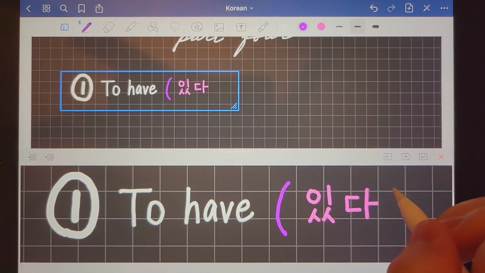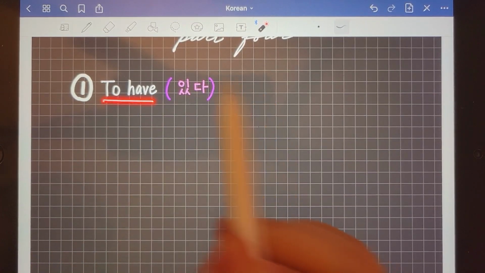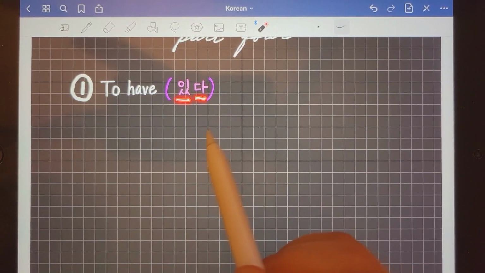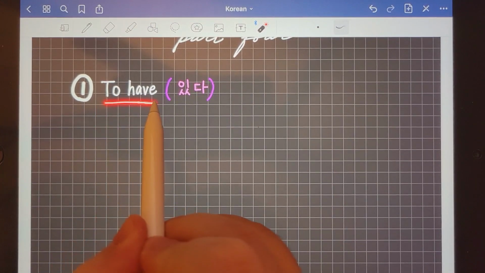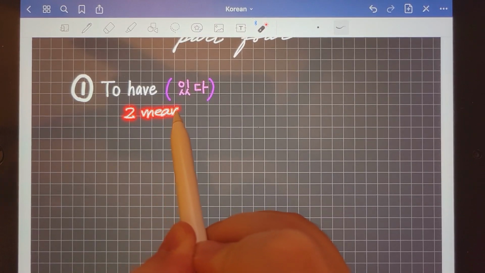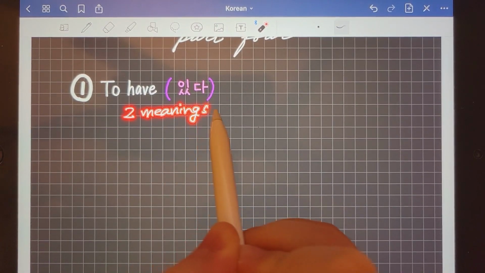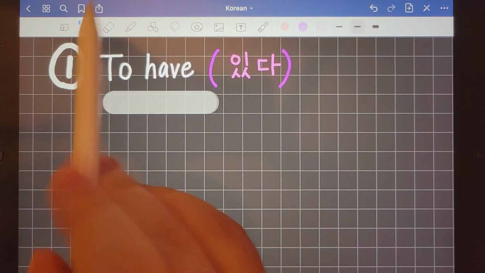ita. Ita. To have. Ita. To have. It has two meanings. This Korean word ita and to have is the first meaning that we're going to talk about.